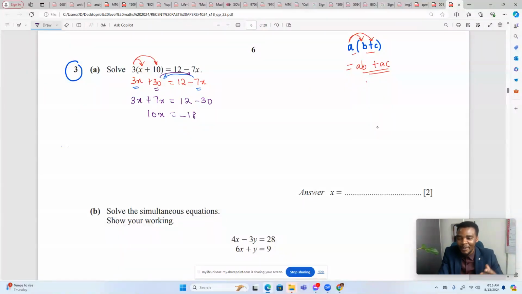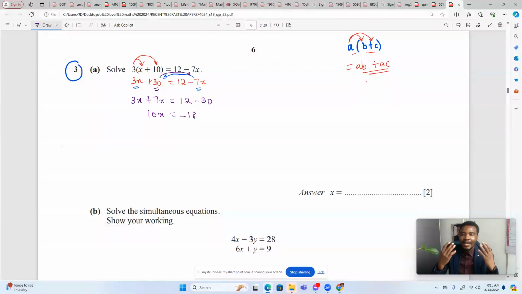Remember, this is small number minus big number. 12 minus 30 is negative 18. When you have a small number minus a big number, simply take the big number and subtract the small number. The result that you get, put it as negative. So here we now have 10x is equal to minus 18.